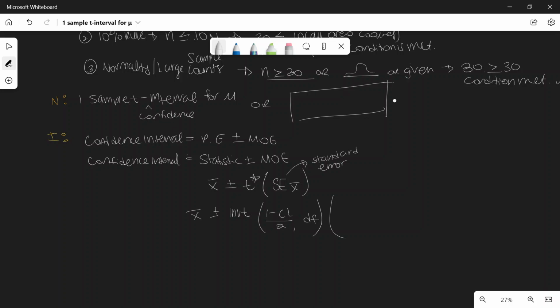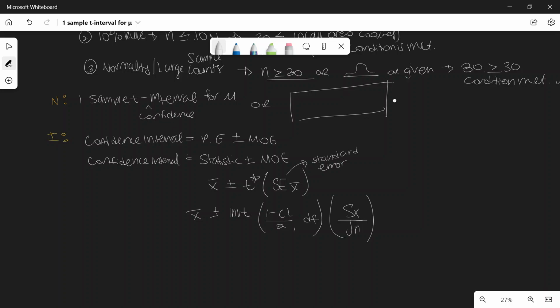So the standard error of x bar is s of x over the square root of n, okay? So that is the standard error of x bar. So again, standard error of x bar is s of x, which is the standard deviation that is given, and then the square root of the sample size n. I don't like the way that's written. Okay.